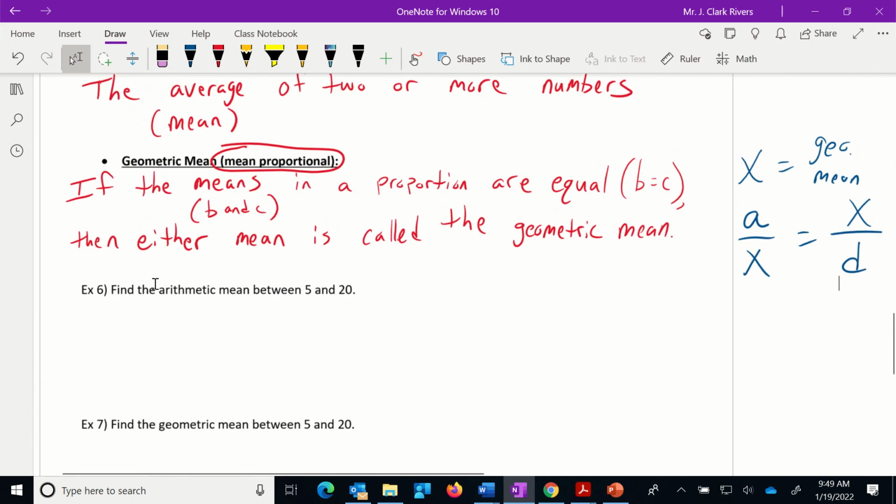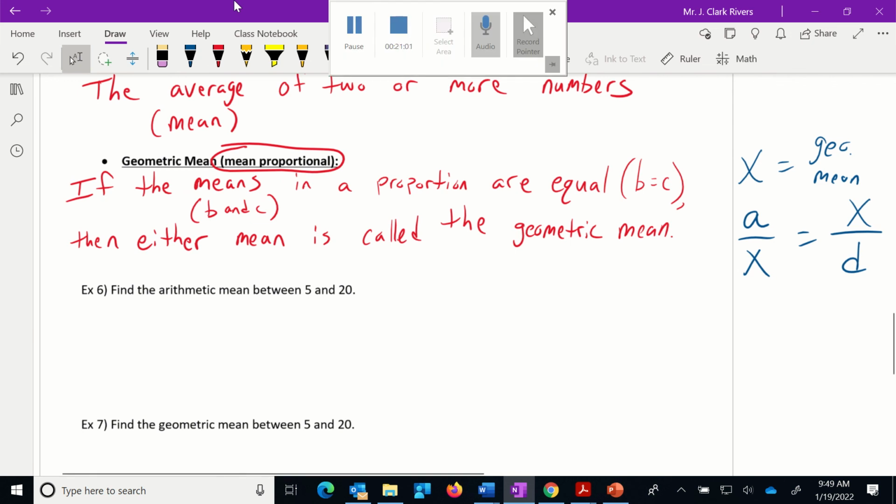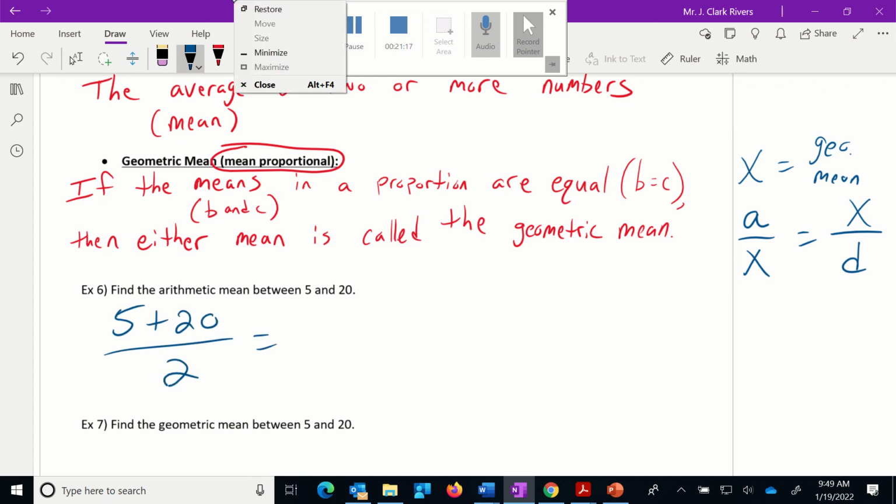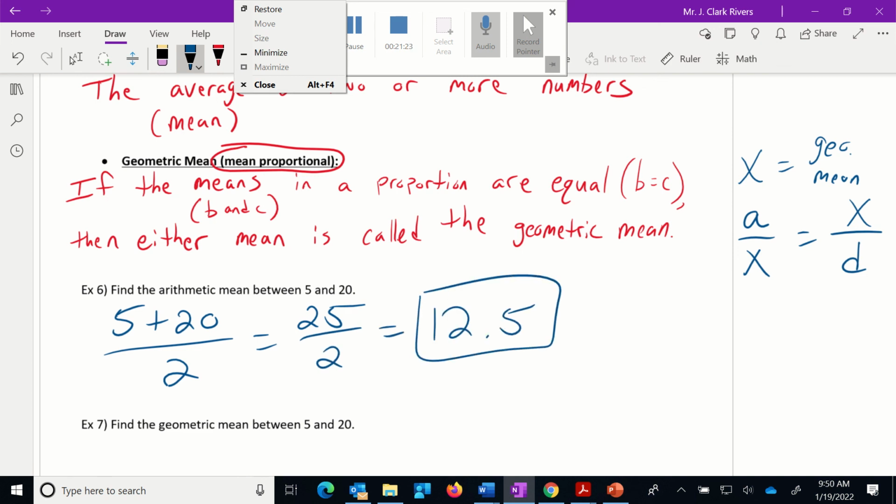Try the next one on your own. Find the arithmetic mean between 5 and 20. Don't overthink this one. Should just be 5 plus 20 divided by 2. So we get 25 divided by 2. The arithmetic mean is 12.5. Questions on that? Remember, arithmetic mean is just the average like you've been taught since elementary school.